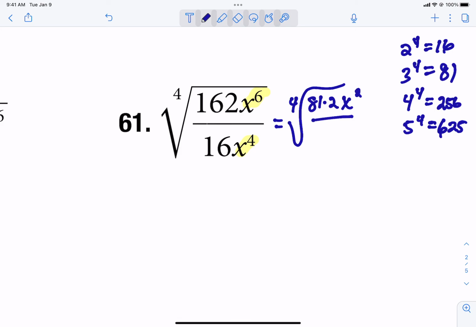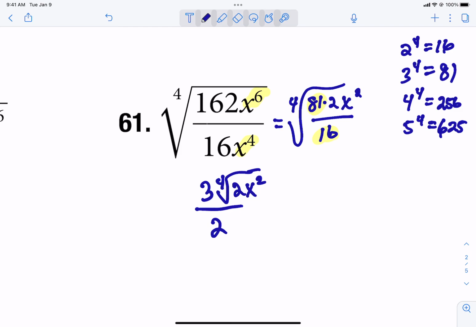Now let's deal with the 16. 16's on our list, so just leave it 16. Okay. So if it's anything on that list, or if the power is divisible by 4, we can take it out. So I can take out the 81, it's on the list. I can take out a 16, it's on the list. So the 4th root of 81 is 3. The 4th root of 16 is 2. What's stuck? Well, I still have inside the radical the 2 and the x squared that I've done nothing with. So you leave it. That's as far as you can go.